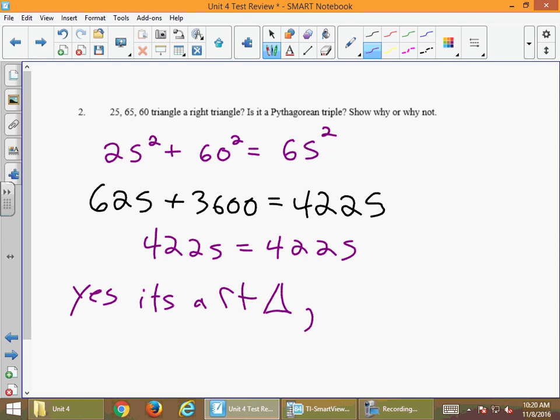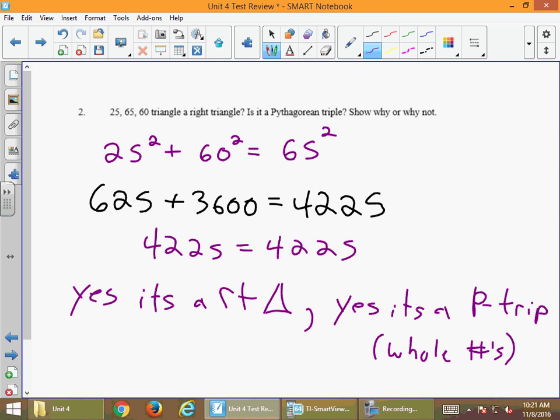Next question. Is this a Pythagorean triple? Is it a P-trig? Some people are saying yes. Some people are saying no. Madison, is it? Why? They're all whole numbers, no decimals, no fractions. So guess what? Yes, it's a P-trig. And I'll put a little quotation: whole numbers. That's not a hashtag. It's whole numbers. Questions on those?